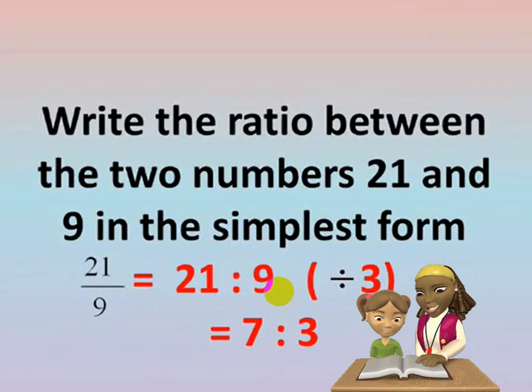21 and 9 are divisible by 3, so we write divided by 3. 21 divided by 3 will be 7. 9 divided by 3 will be 3. 7 and 3 are in the simplest form. So the ratio in the simplest form will be 7 to 3.